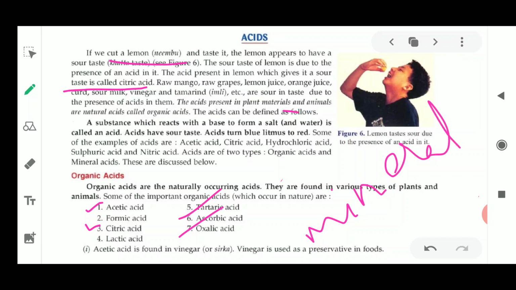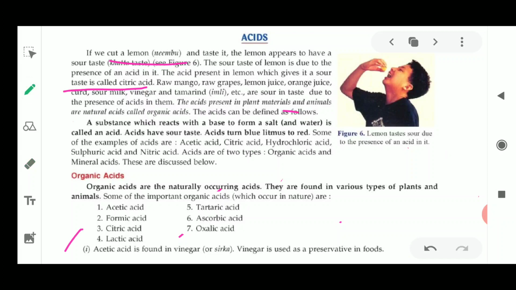Now organic acids occur naturally. They are found in various plants and animal products. We will see one by one where these acids are found. The first is acetic acid, which is found in vinegar. Everybody knows that in your home we use vinegar to preserve our food, such as pickles, jams and jellies. You could turn your sauce bottle and read the ingredients, and you will find that acetic acid is present in it.